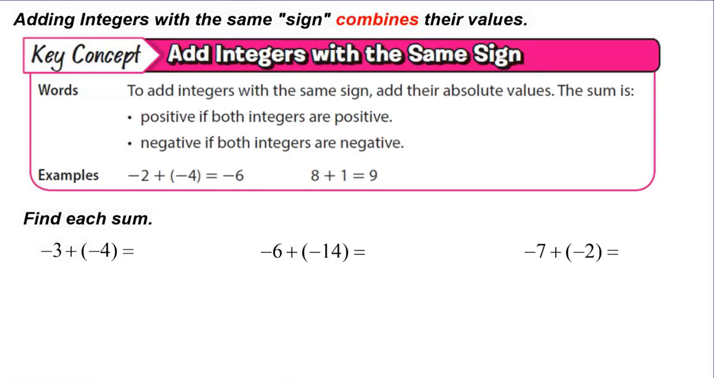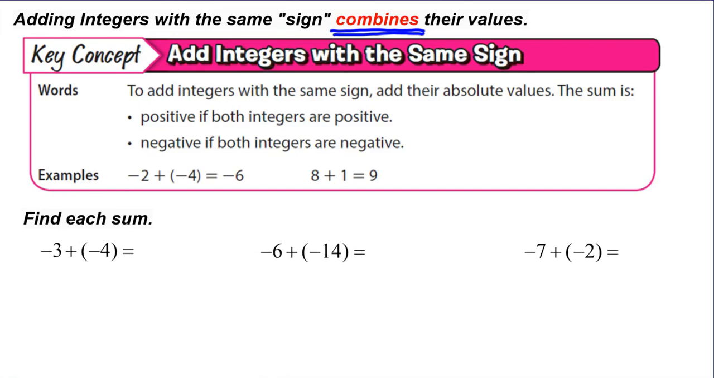So we call this adding numbers with the same sign. That means adding positives together or adding negatives together. So when you add integers with the same sign together, you combine their values. Now this is critical. This would be absolutely something that I would put in my notes. Adding integers with the same sign combines their values. So if the integers have the same sign, that means they're both positive or they're both negative, we're just going to combine those values together because they're both moving in the same direction on the number line.